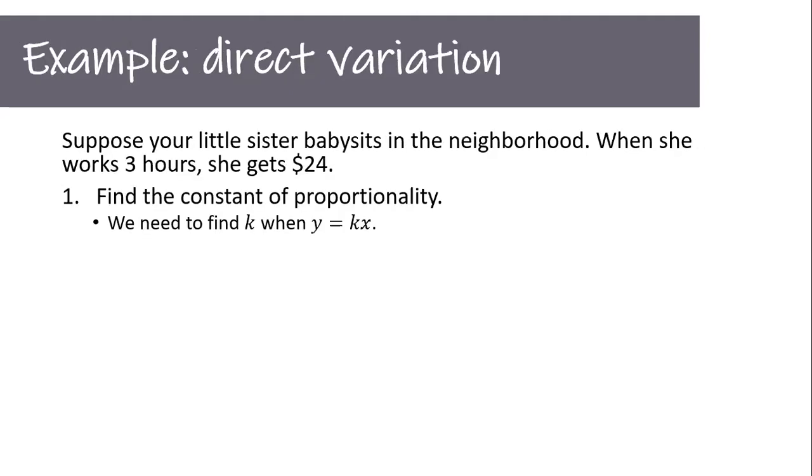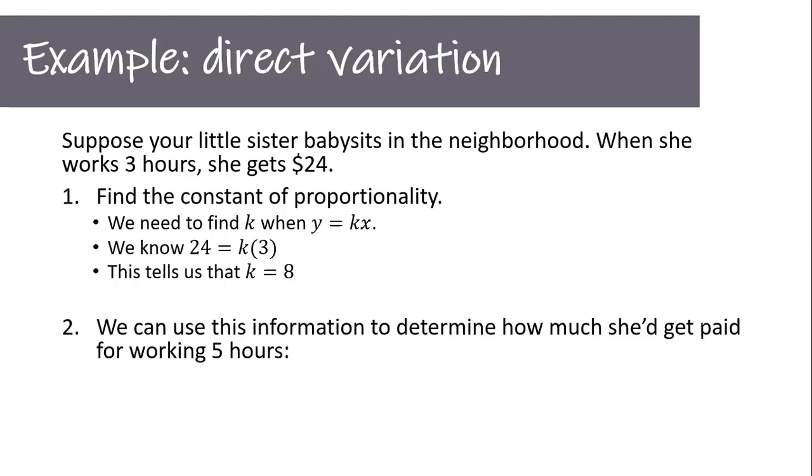Let's look at an example. Suppose your little sister babysits in the neighborhood. When she works for 3 hours, she gets $24. We want to first find the constant of proportionality. Remember, this means we need to find k so that y equals k times x. Y here is 24. So 24 equals k times 3. She's working 3 hours, so that's our x value. So we know that 24 equals k times 3. Now you should probably be able to do this in your head. And that'll tell you that k equals 8. So then we know that y equals 8 times x, which allows us to answer other questions like this.